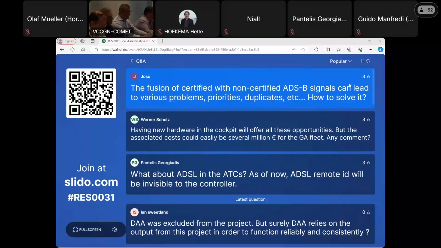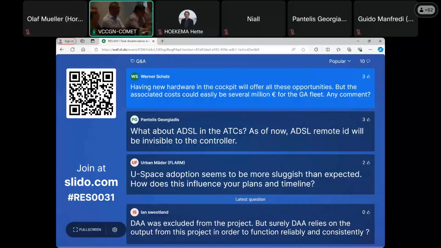Okay. Question from Werner. Having new hardware in the cockpit will offer all these opportunities, but the associated cost could easily be several million euro for the GA fleet. Any comment?